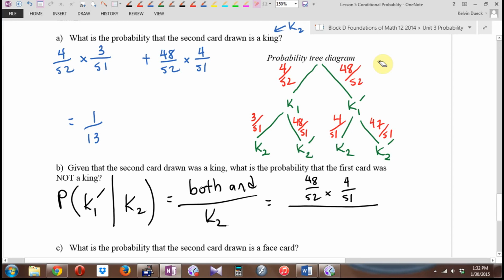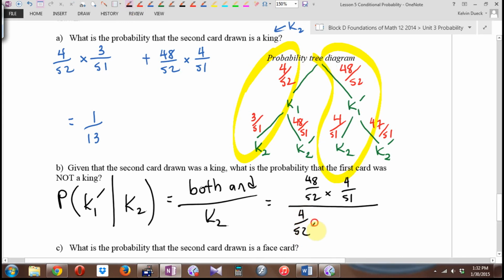What's going to go on the bottom? King 2. Put your pencil down. King 2 is this branch or that branch. Don't write this down yet. It's 4 out of 52 and 3 out of 51, or 48 out of 52 and 4 out of 51. First of all, do you notice that this appears down there somewhere? That's kind of a built-in error check. These don't cancel. You cannot cancel.